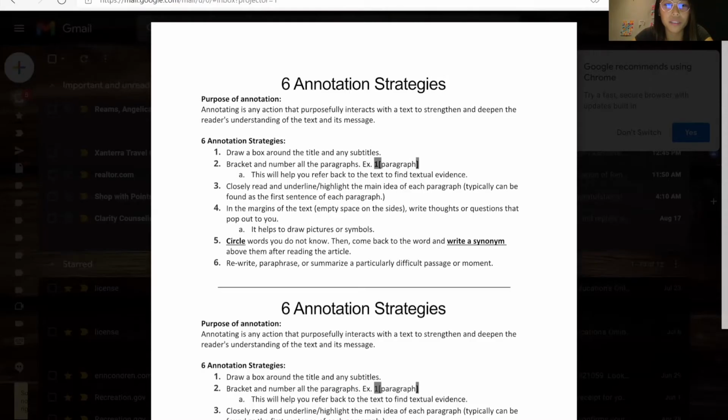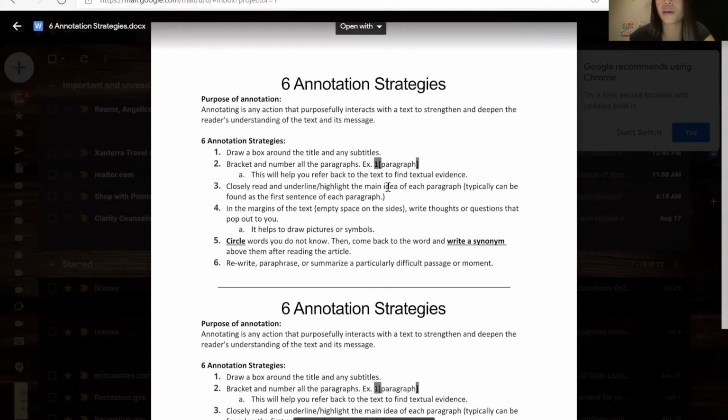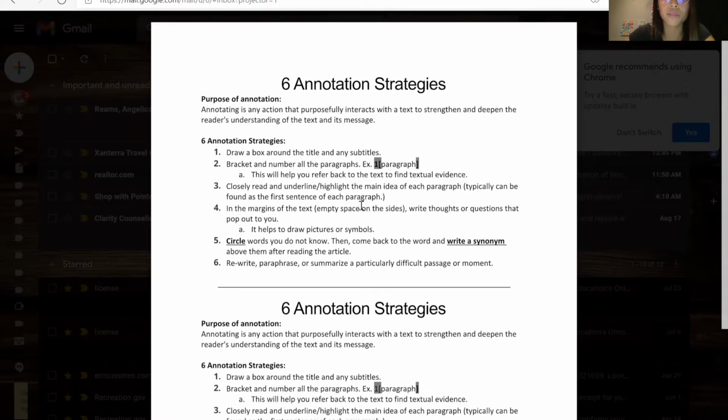All right, so here is our 6 steps, 6 strategies. We're going to be drawing a box around the subtitles. We're going to be bracketing all the paragraphs. We're going to be reading closely and underlining/highlighting the main idea of each paragraph. And in the margins of the text, we'll be writing our thoughts or questions or any information that pops out to us that we want to remember.